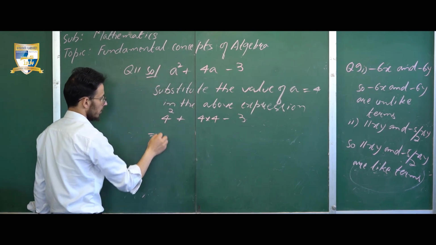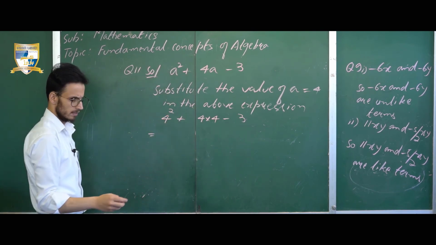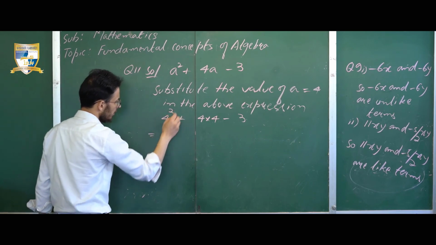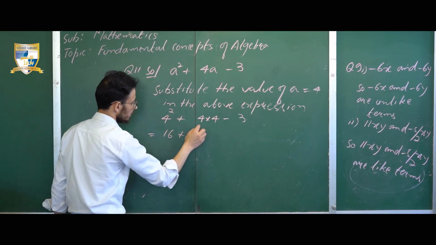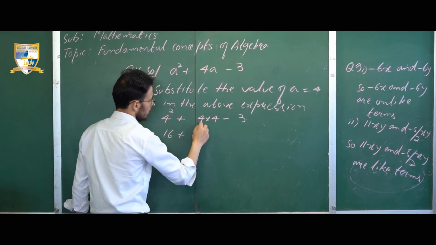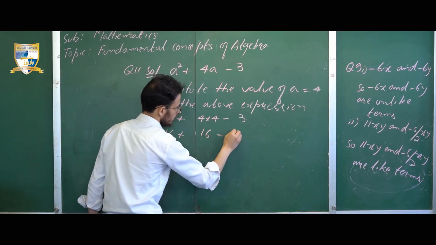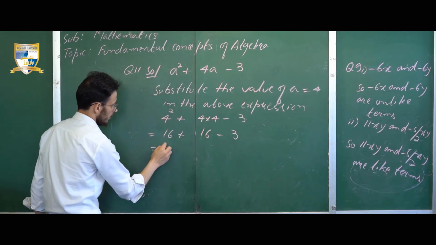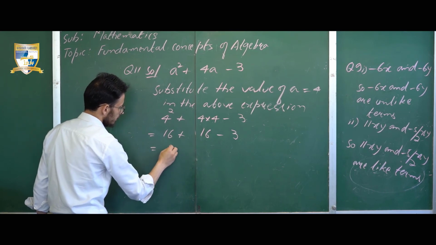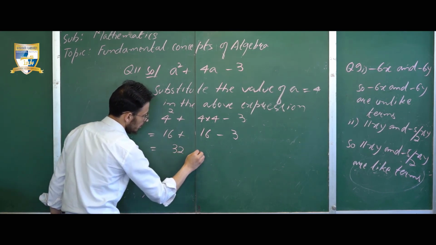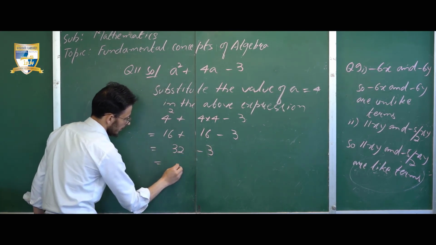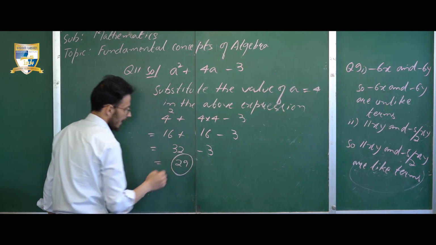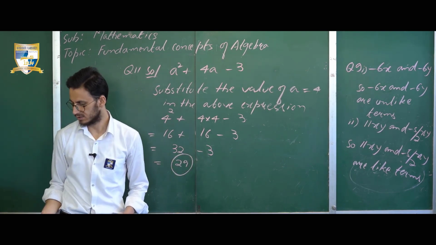Now we simply need to calculate 4 2 times. It means 4 is to be multiplied 2 times. 4 4s are 16, plus here we have to multiply, 4 times 4 is 16, minus 3. This can be written as, first we are going to add 16 plus 16, which is equal to 32, minus 3, 32 minus 3, which is equivalent to 29, and 29 is the solution of this question.